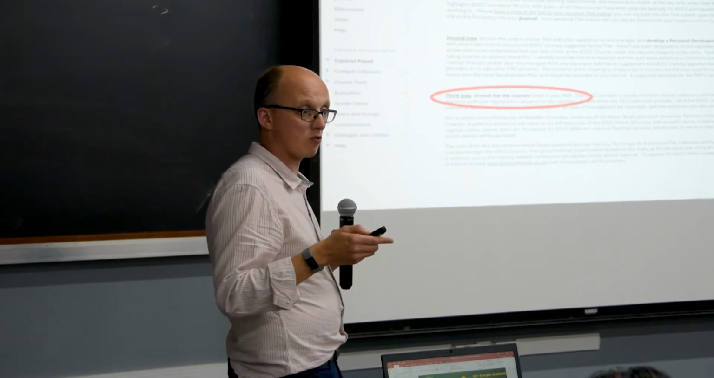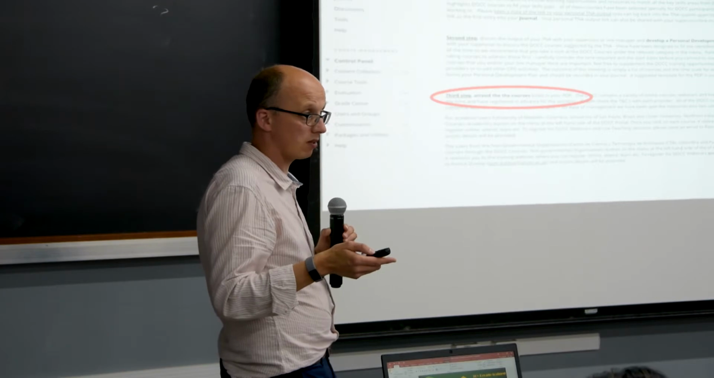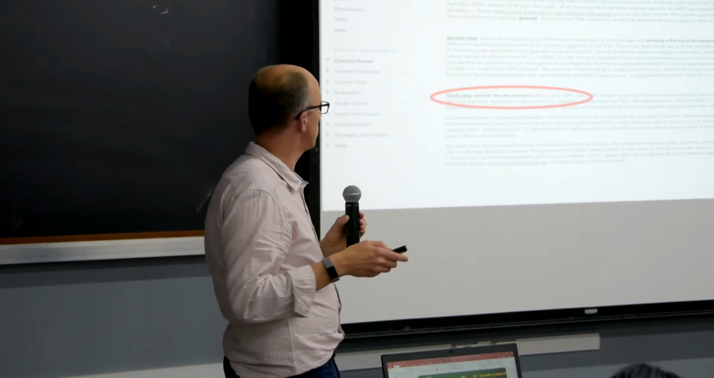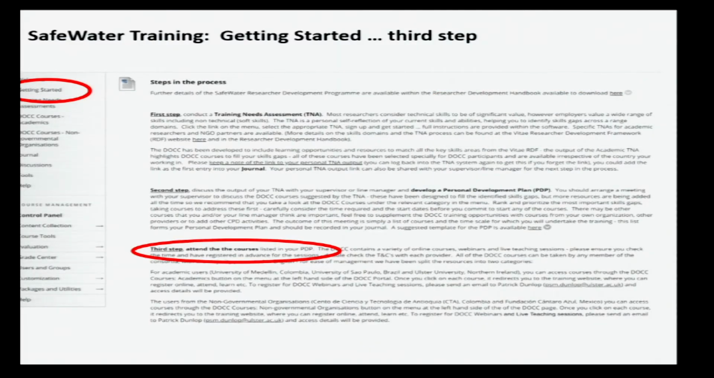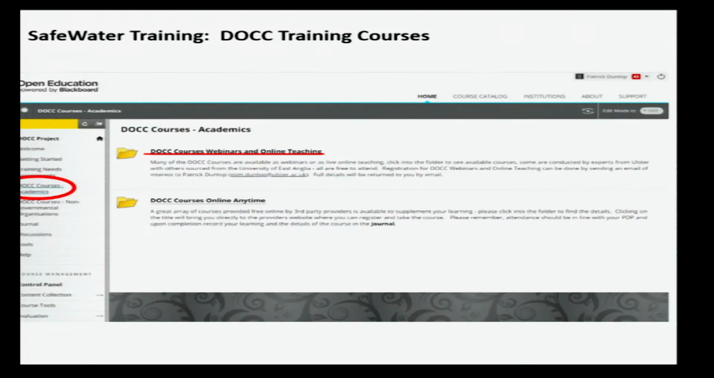So the third step is, once you have the courses, well, you've got to do them, don't you? And we help and we try to make that possible on the website too. So if you click DOCC courses for academics, or you can have a look, anybody can look in any of the boxes. You can look in DOCC courses for NGOs.